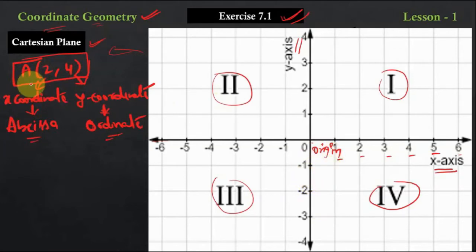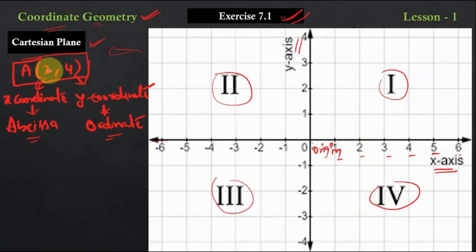So how do we locate this point on Cartesian plane? Now I'll explain you. See, first x coordinate will always move on this ground, either right or left. If it is positive value, then it will move on the right side. If it is negative, it will move on the left side. And what about this y coordinate? Y coordinate will move either upward direction or in the downward direction. If you have positive number, then it will move upward. If it is negative, then it will come downwards, right?